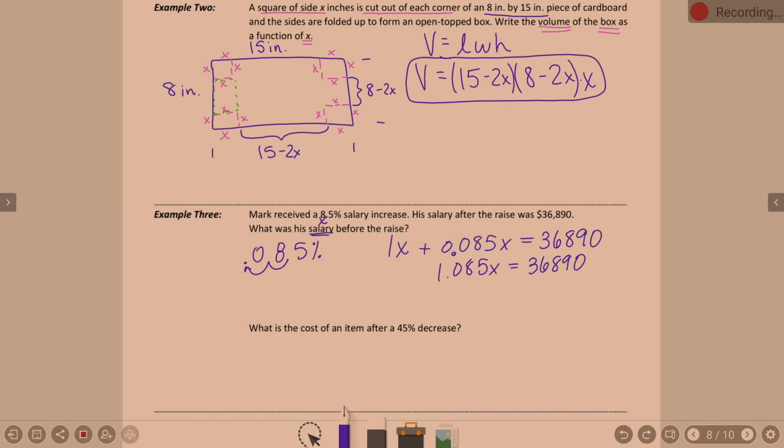Okay, so right here we have the original plus the raise. And the raise is not just that he gets 8.5%. It's 8.5% of the original. So the idea of 1.085: his salary is now going to be 1.085 of his original salary. How do we solve this? Divide. The calculator is doing the division.